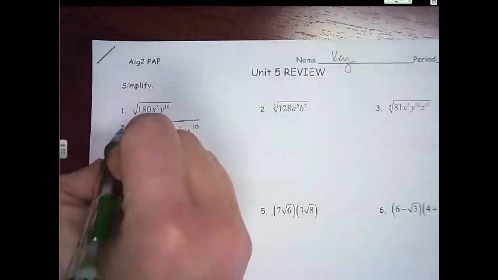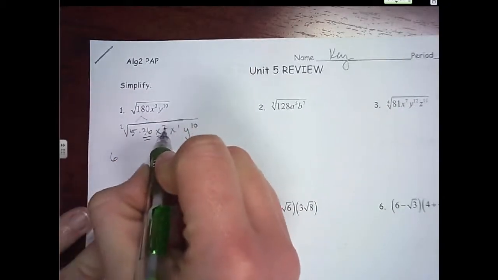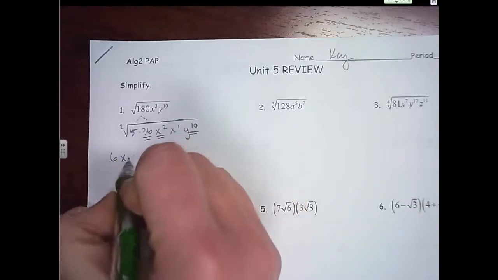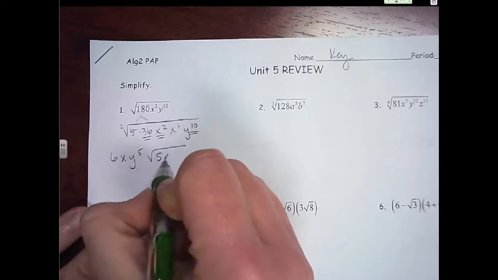So remember, this is square root. Square root of 36 is 6. Square root of x squared, I'm dividing. 2 divided by 2 is x. Y to the 10, 10 divided by 2 is 5. And on the inside is a 5x.